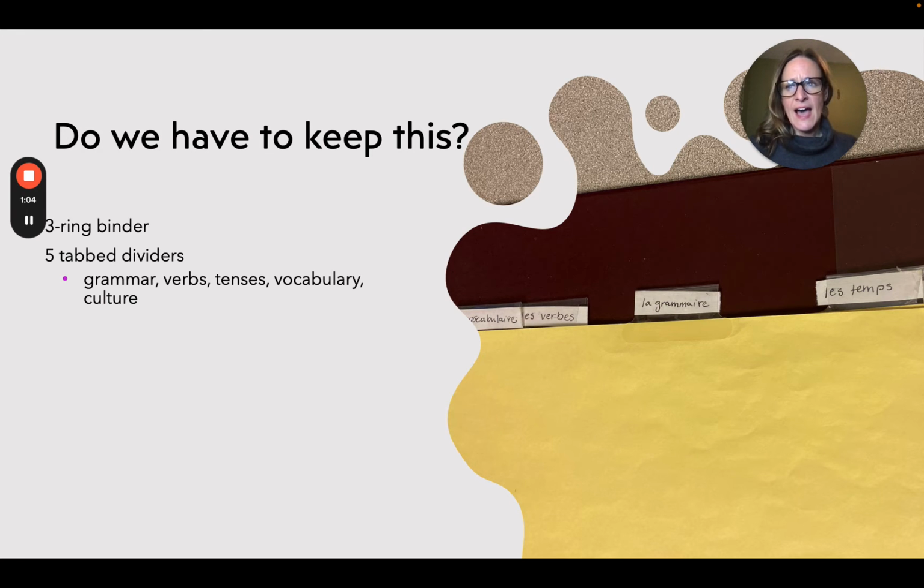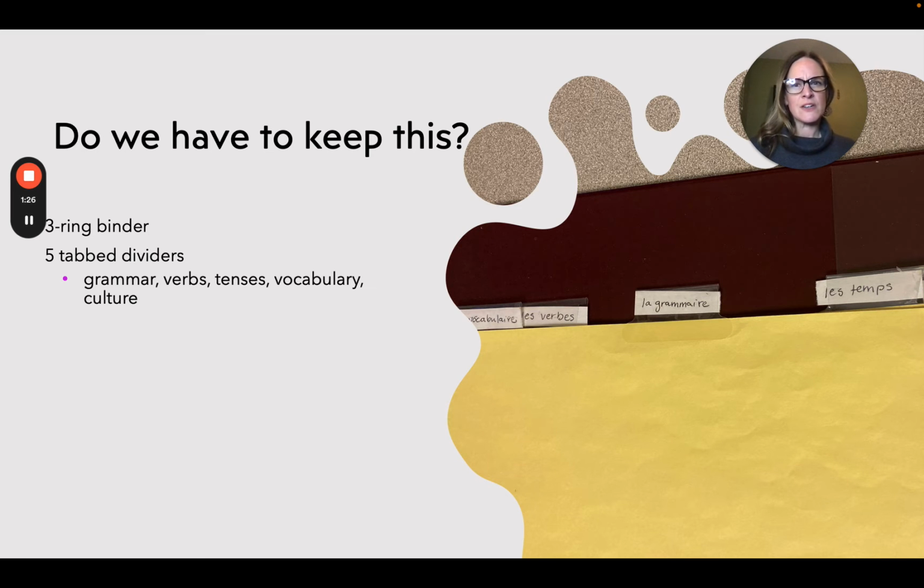Students needed to have two things. First of all, they need to have a 3-ring binder and then 5 tab dividers to go with it. And those dividers can look any way they want them to look. For me, in my classes, my tabs are grammar, verbs, tenses, vocabulary, and culture.